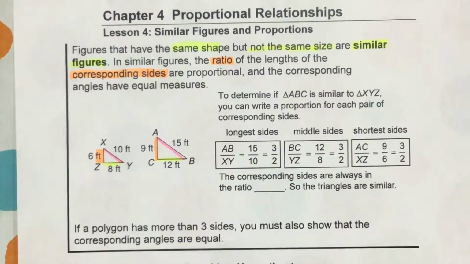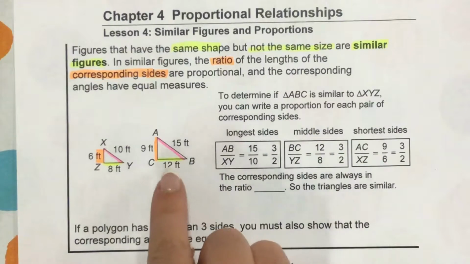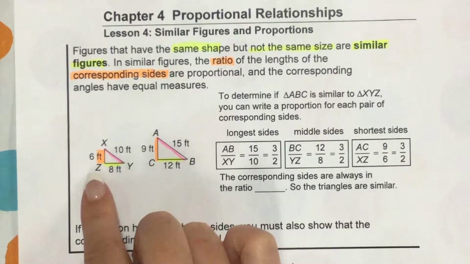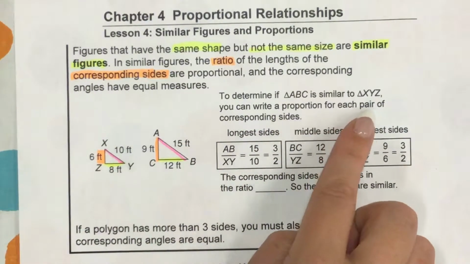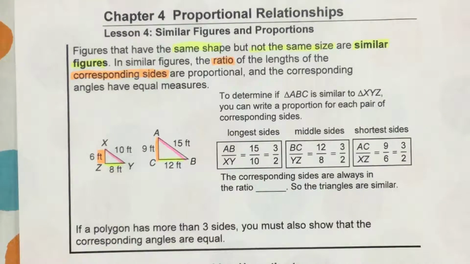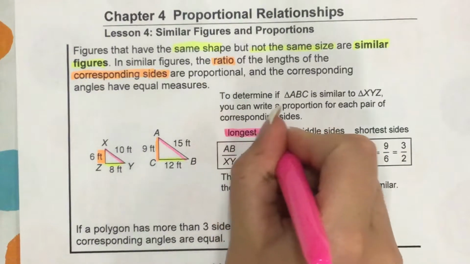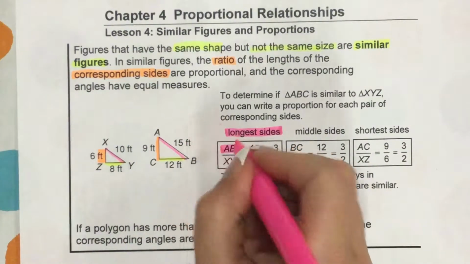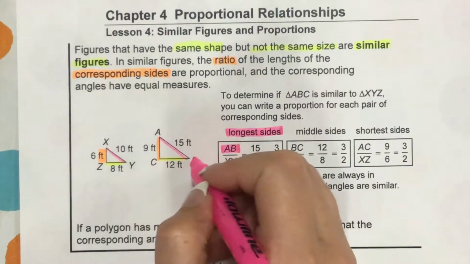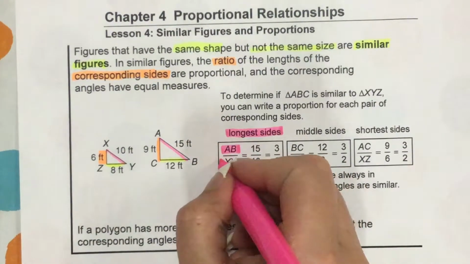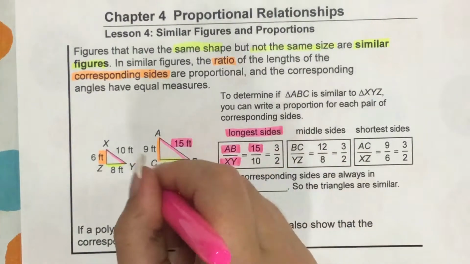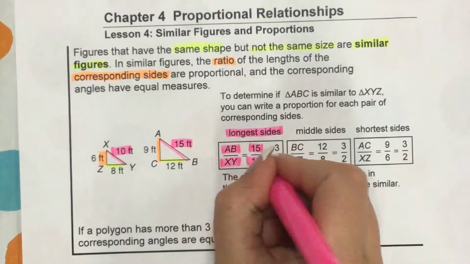So let's go ahead and determine if triangle ABC is similar to triangle XYZ. We can write a proportion for each pair of corresponding sides. The first thing we're going to do is look at the longest side, which is the pink side here. So we're going to take AB, that's how you state this side, AB, over XY. AB is 15, so that goes here, over 10, that's what XY is, so that goes there.